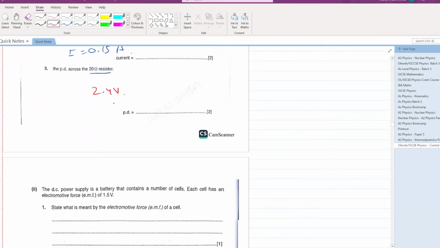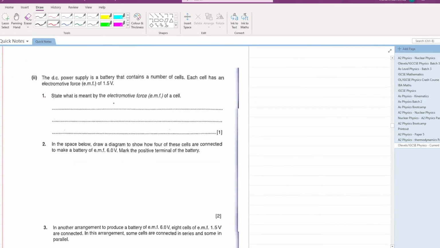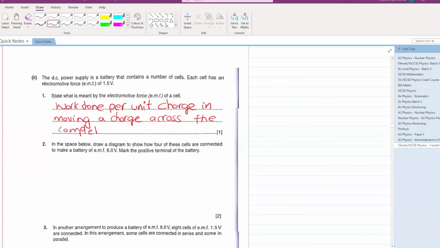Okay. The DC power supply is a battery that contains a number of cells. Each cell has an electromotive force of 1.5 volts. What is meant by electromotive force of a cell? Work done per unit charge in moving a charge across the complete circuit. Simple as that. Let's further move ahead.